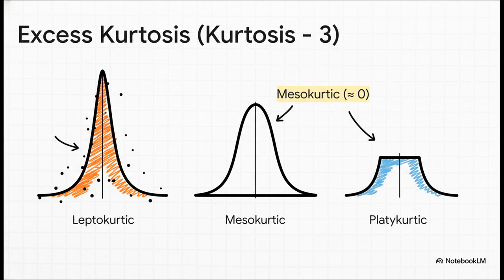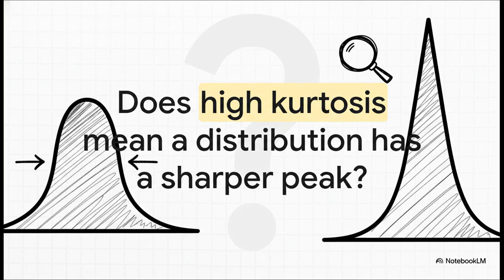If your value is positive, we call that leptokurtic, it means you've got heavy tails and you're more prone to outliers. If it's negative, platykurtic, you've got light tails and a distinct lack of them. This leads us to a really common question, one you've probably heard or even thought yourself. You hear heavy tails and you think, okay, if the data is piling up in the tails, it must be getting squeezed out of the middle, right?